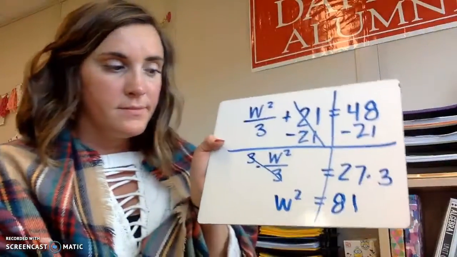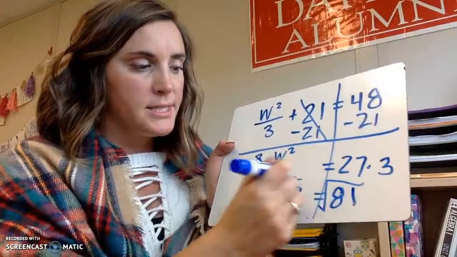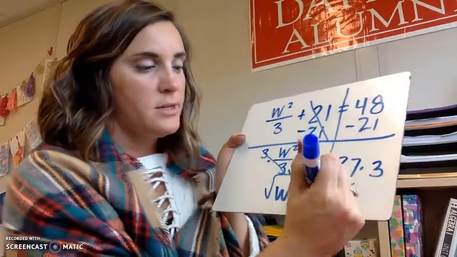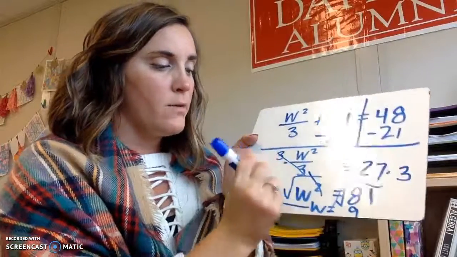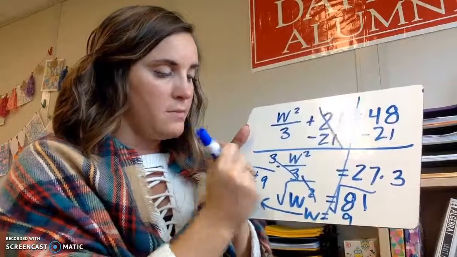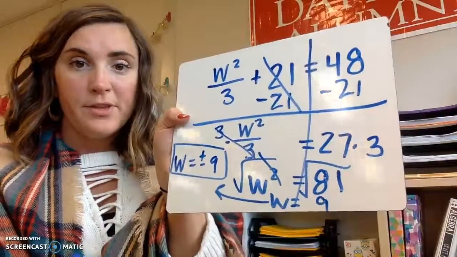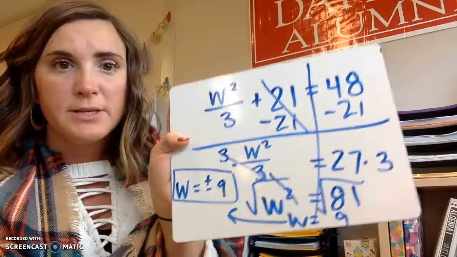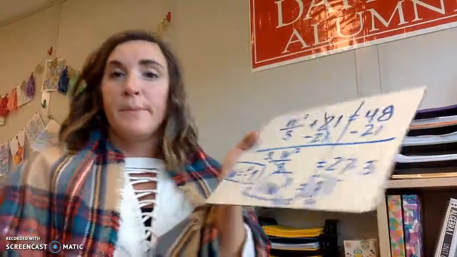81. Square root both sides, cancels out. W equals square root of 81. You guys know this is 9. I'm going to go over here so I can write that neater. W equals plus or minus 9. Okay, that's my final answer over here. Got a little crazy in that one. When I have so many steps, it's hard to fit it all on this little whiteboard.